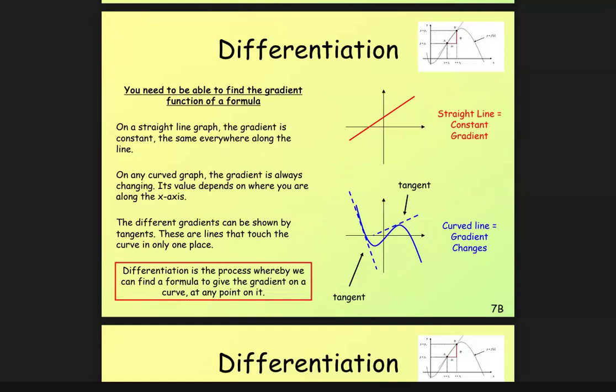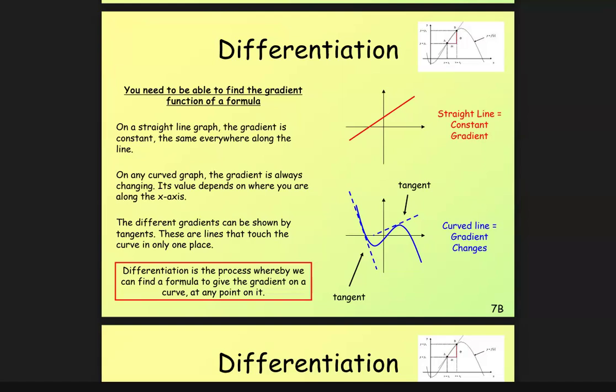On a straight line, I taught you this before. Finding gradients on a straight line is very easy. I told you in the previous discussion, you pick two coordinates, find the difference in y, and divide it by the difference in x.